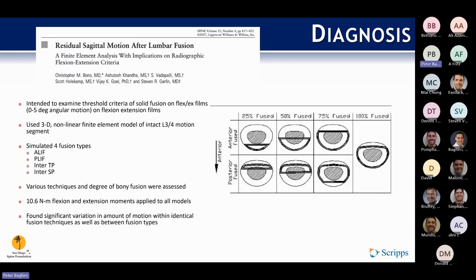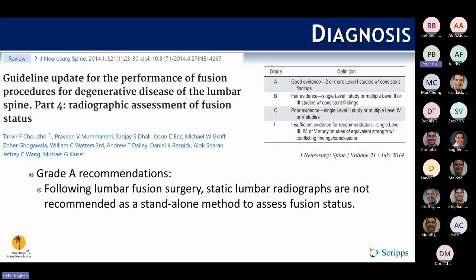Within these 4 different fusion types, there really was no significant measurement that could be used to determine if the segments had adequately fused. There was significant variation in the amount of motion with identical fusion techniques and within the same fusion technique groups. And so in essence, standing radiographs and flexion-extension films are likely unable to detect motion adequately.